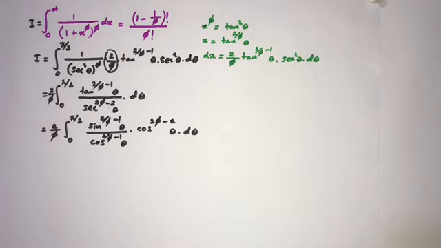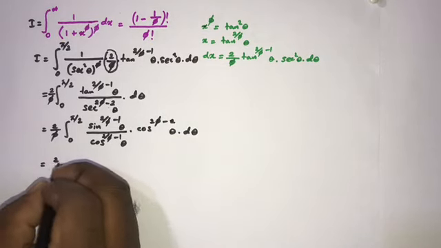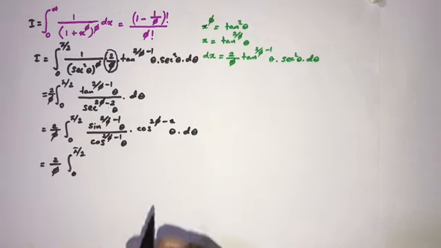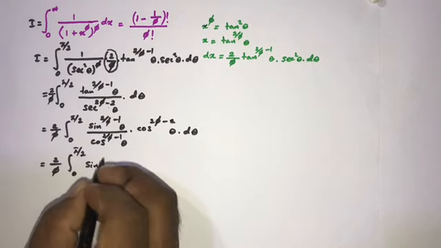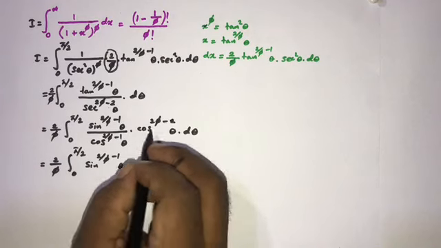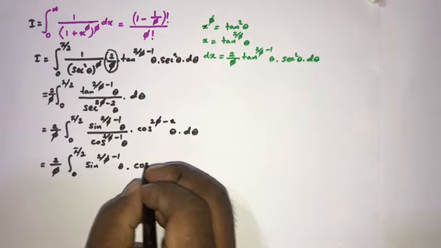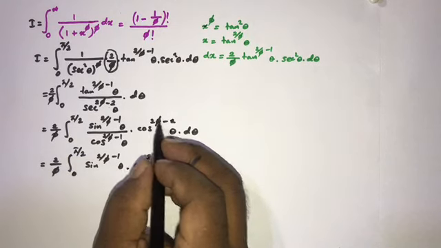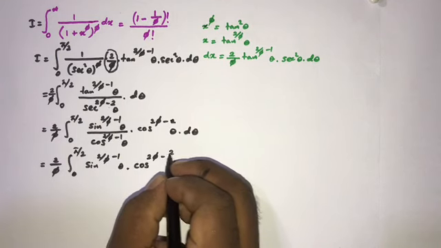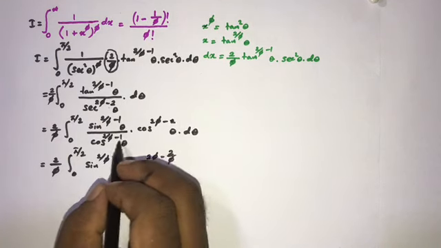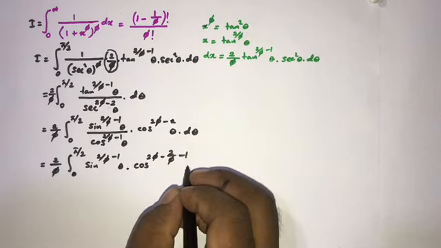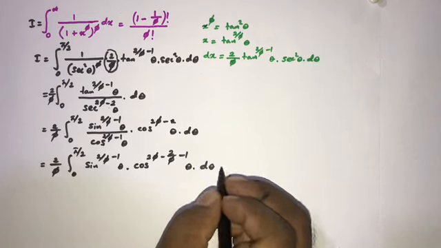Well, now we can simplify. So here 2 over 5, 0 to pi over 2. Now here we have sin raised to the 2 over 5 minus 1 of theta, and here cosine raised to the, here we have 2 times 5, here 2 over 5, so minus 2 over 5, here minus 2, so here minus 1, we know plus 1, so minus 2 plus 1 is minus 1 of theta d theta.